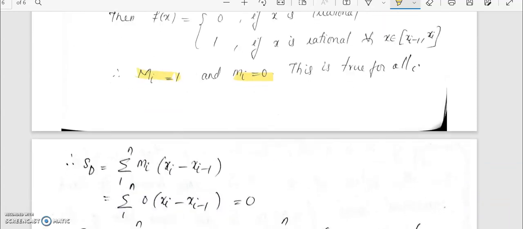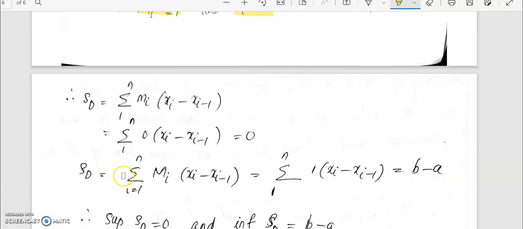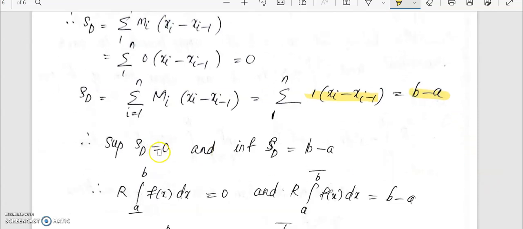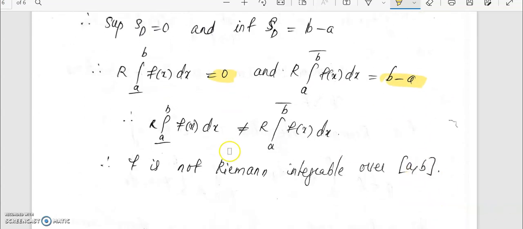So the lower sum, small L of f, p will always be 0, since small mi is 0. The upper sum, capital U of f, p will have capital Mi value 1, so 1 into (xi minus xi minus 1), that will sum to b minus a. So the supremum over the lower sums will be 0 and the infimum over the upper sums will be b minus a. So the lower Riemann integral is 0 and the upper Riemann integral is b minus a. Therefore both are not equal. So we can conclude that f is not Riemann integrable.